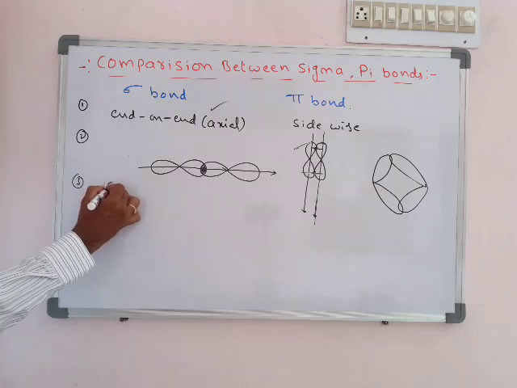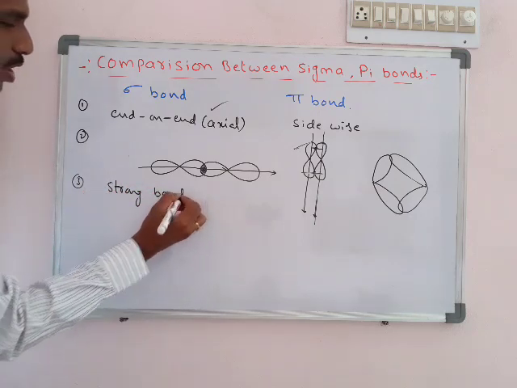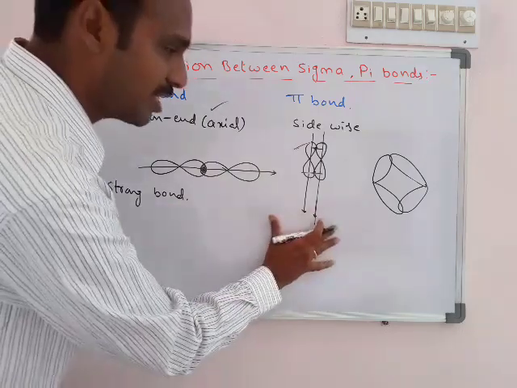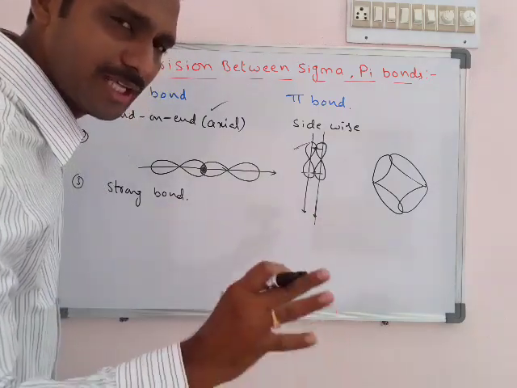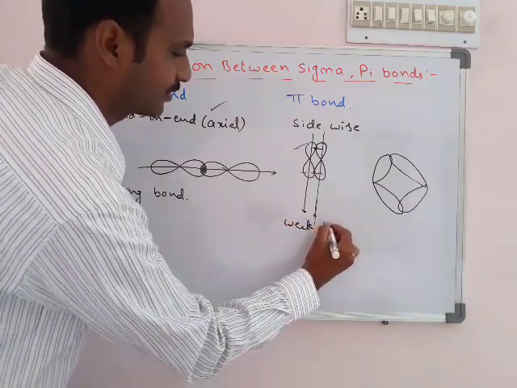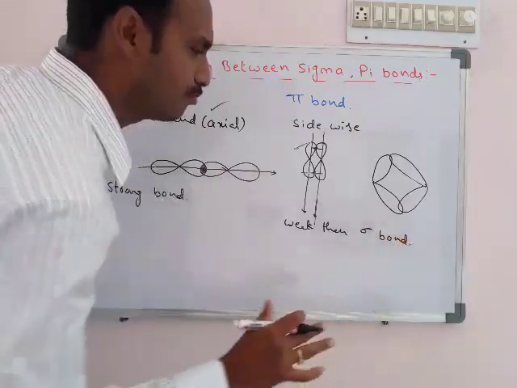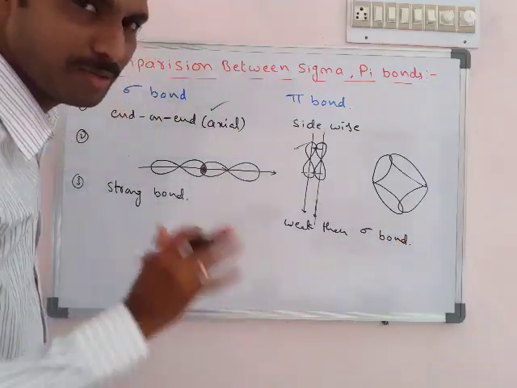Therefore it is treated as a strong bond. The pi bond is also a covalent bond. It is also strong, but it is weaker than the sigma bond. Compared to the sigma bond, it is a weak bond.